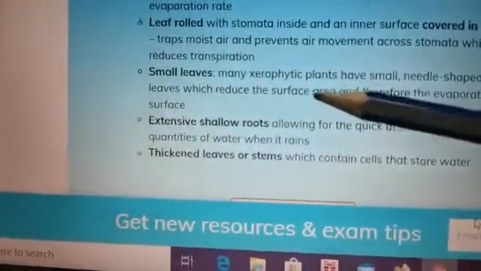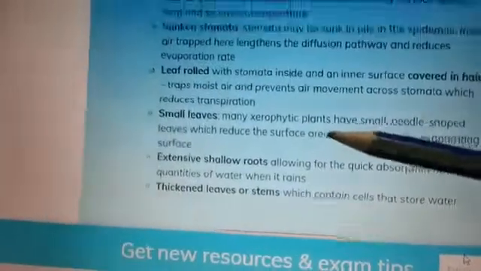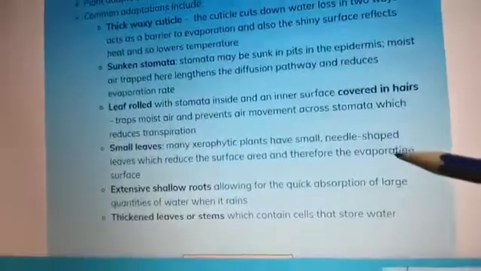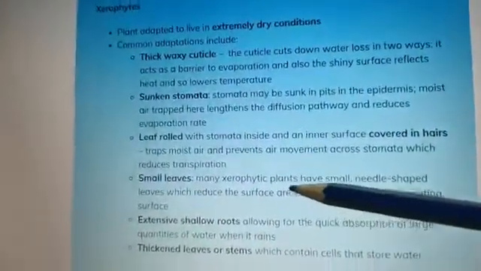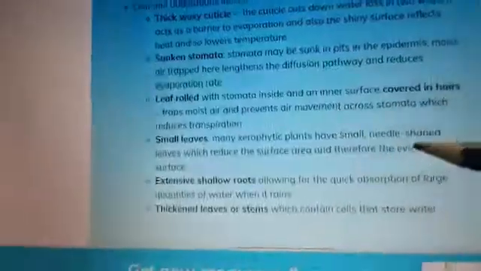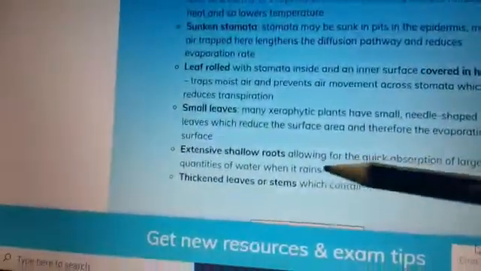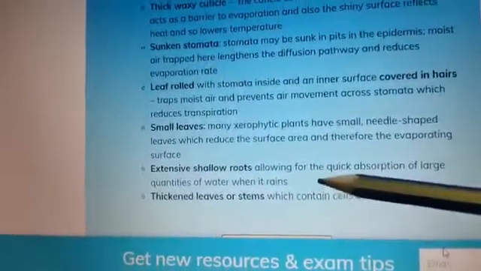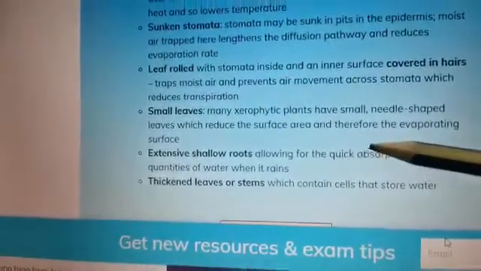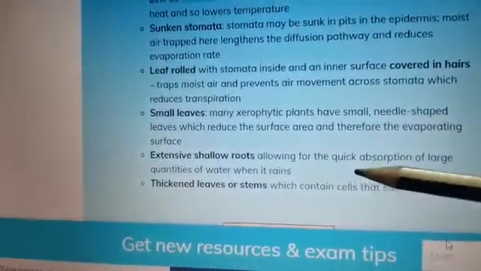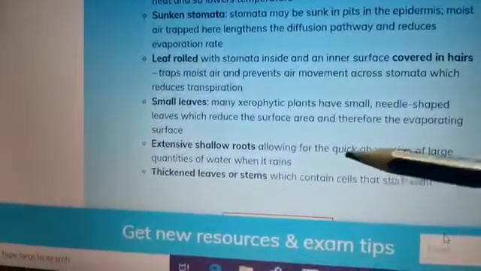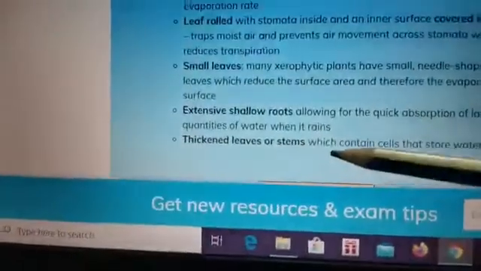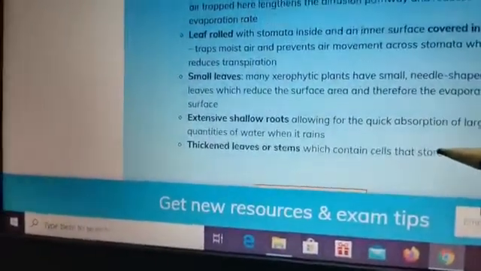Then small leaves. Many xerophytic plants have small needle shaped leaves which reduce the surface area, and therefore the evaporating surface will be reduced. And extensive shallow roots allow the quick absorption of large quantities of water, because they are not getting enough water all the time. If they get it, they want to absorb and store it faster. Thickened leaves or stems contain cells that store water.